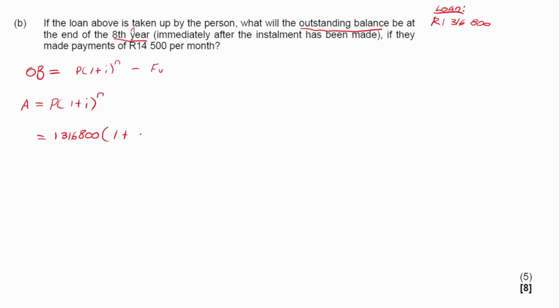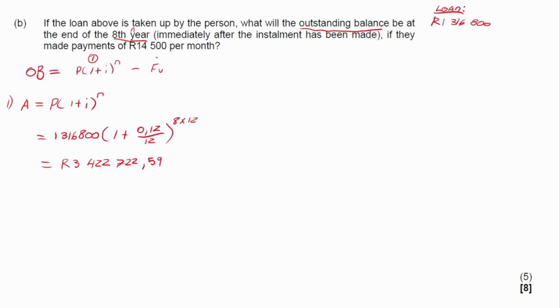1 plus, and our interest rate before was 0.12 compounded monthly. So I just rewrite that. And for my n, it's 8 years times by 12. Okay, so divide by 12 times by 12. All right, when I evaluate this, I'm going to get 3,422,722.59. All right, so that's my first part over here.